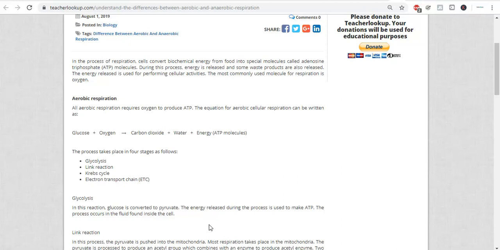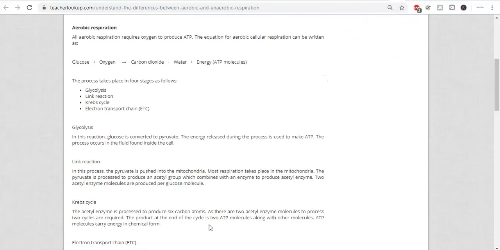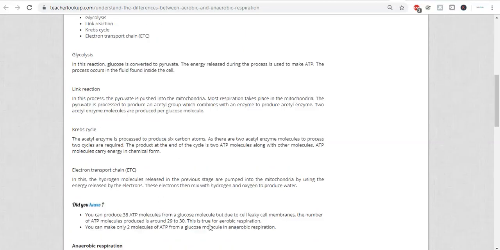The most commonly used molecule of respiration is oxygen. All aerobic respiration requires oxygen to produce ATP. The equation of aerobic cellular respiration can be written as glucose plus oxygen makes carbon dioxide, water, and energy, which in brackets is ATP molecules. The process takes place in 4 stages as follows: glycolysis, link reaction, Krebs cycle, and electron transport chain.